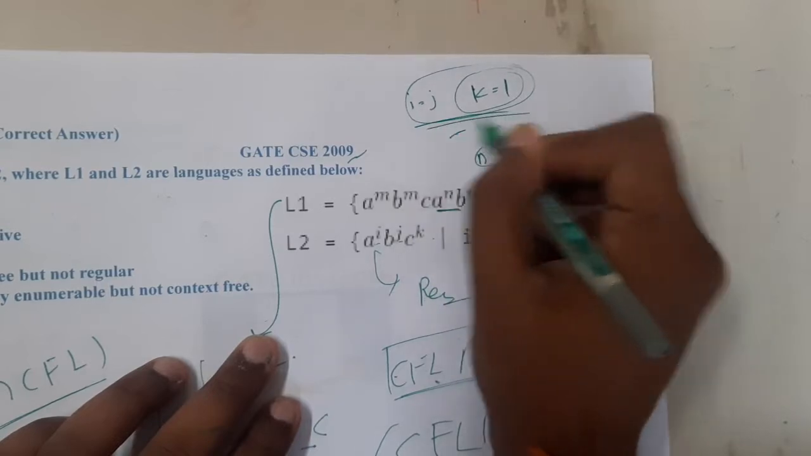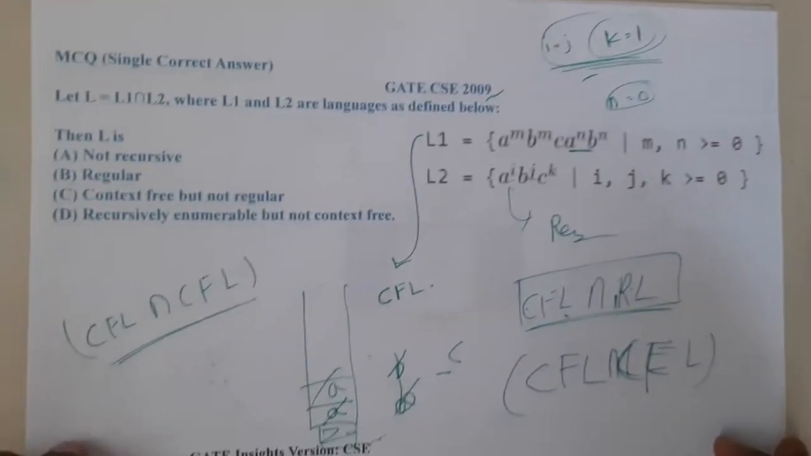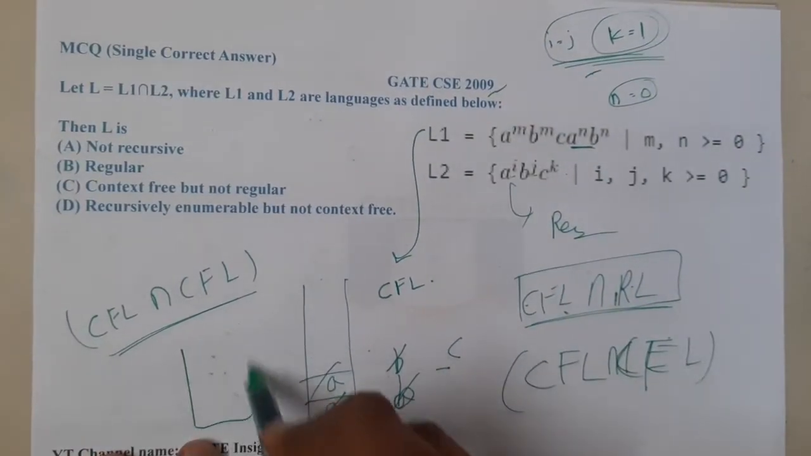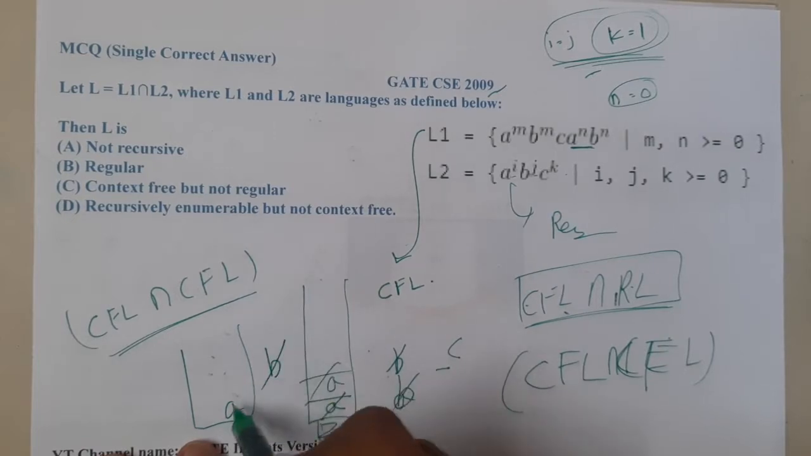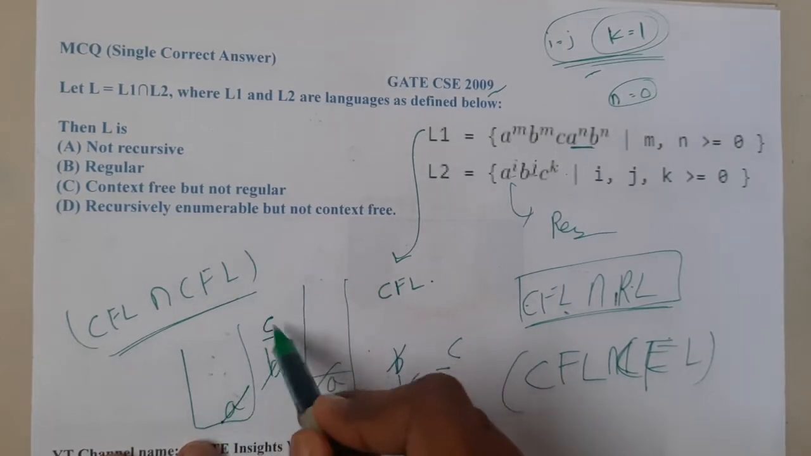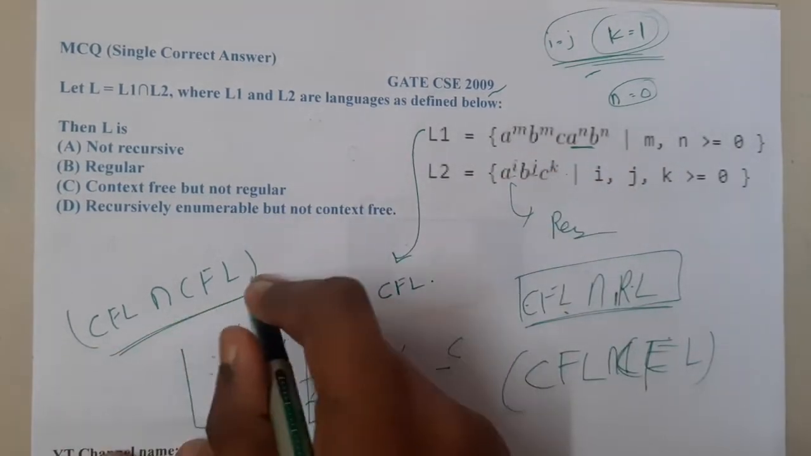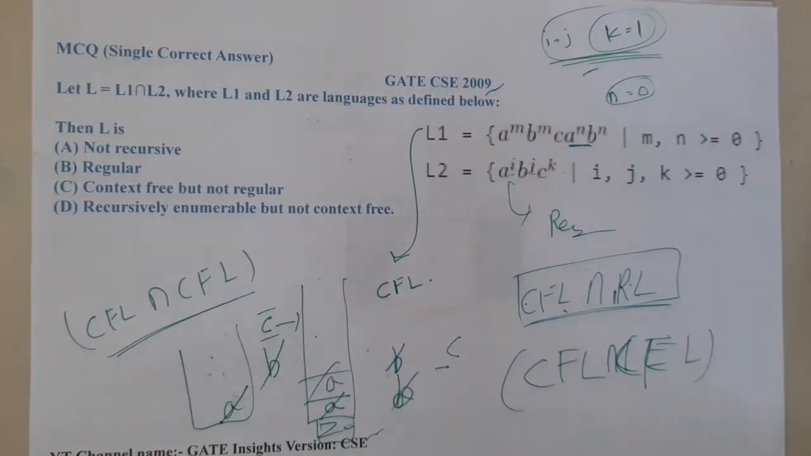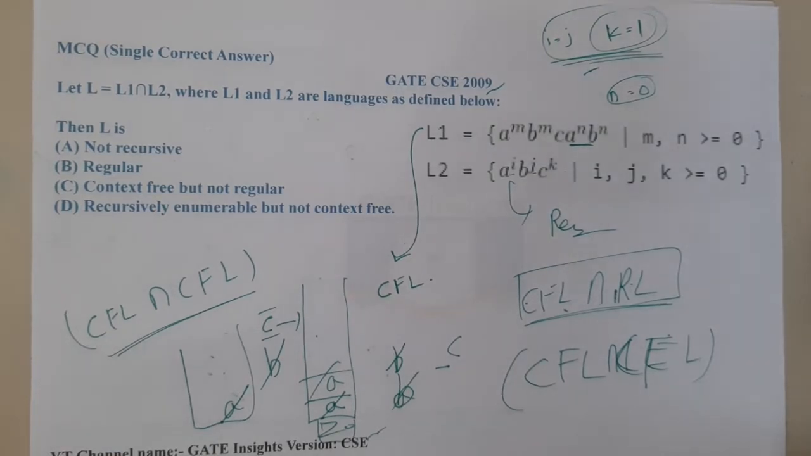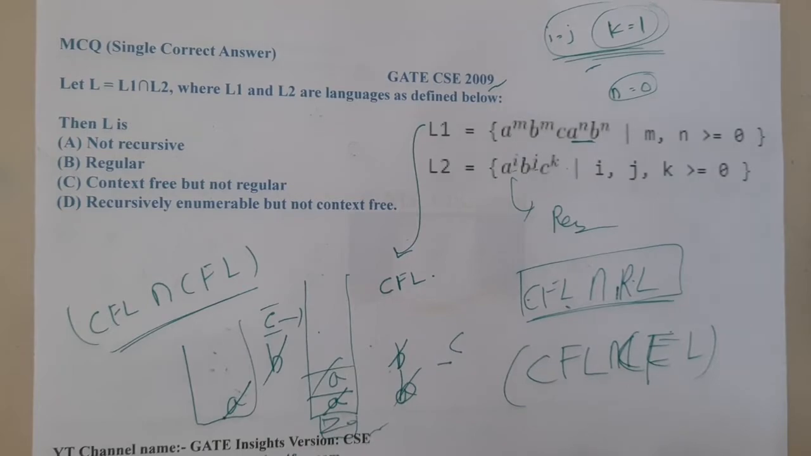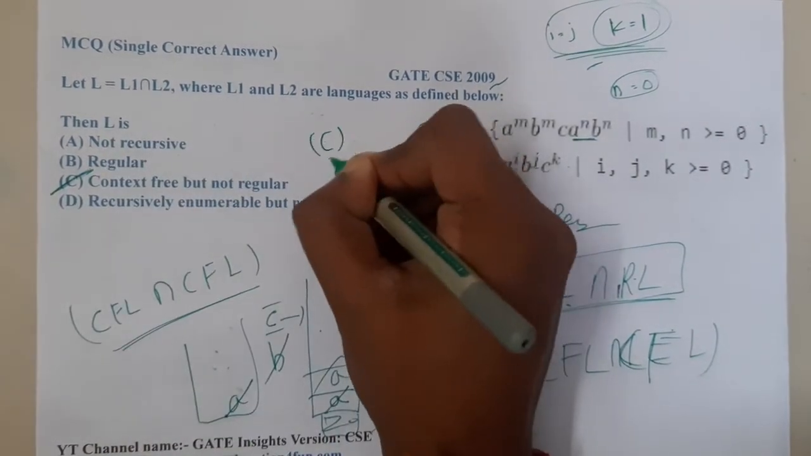If it is this, can we construct a pushdown automata for that, guys? I will push as many A's as I get, and as I start getting B's I will pop them, and at the end I should get a C. Then I will accept it. So we can easily construct a context free grammar or language, or a PDA for it, but we cannot construct a regular language or finite automata. So we can conclude that C is the most appropriate correct answer.